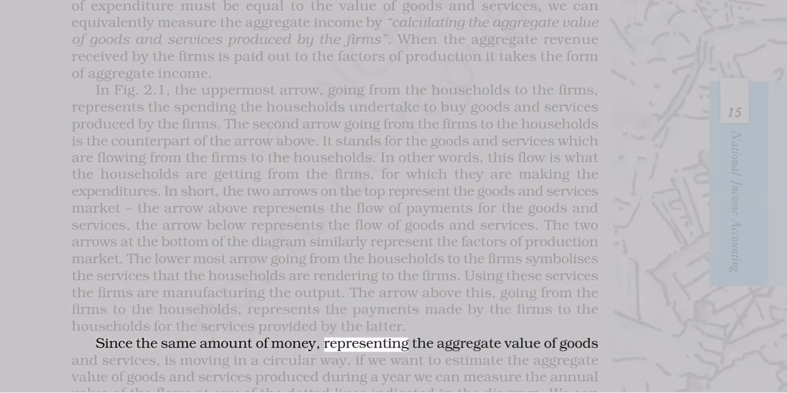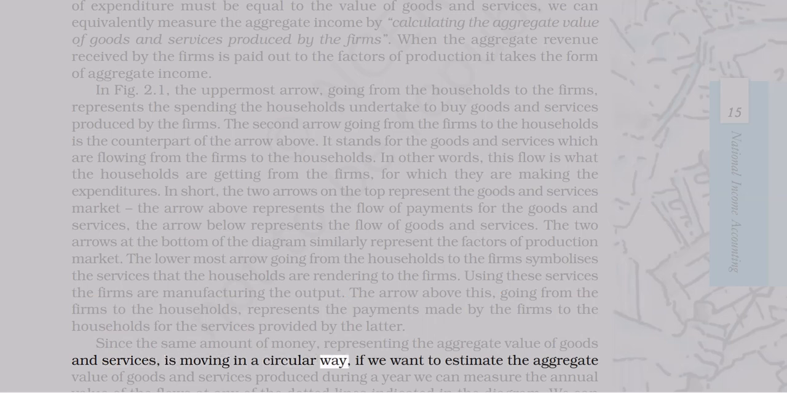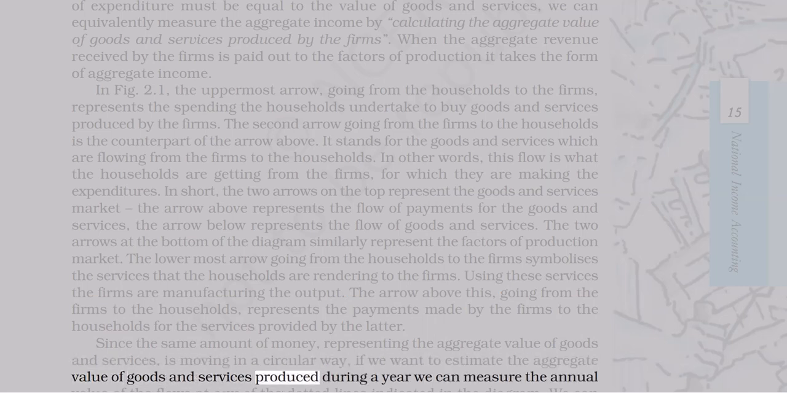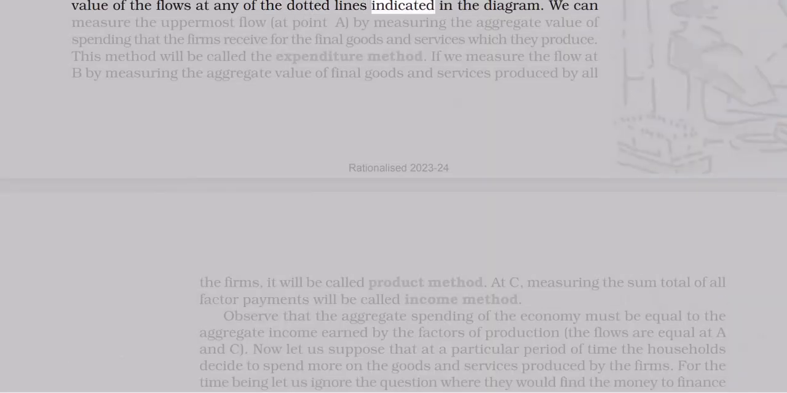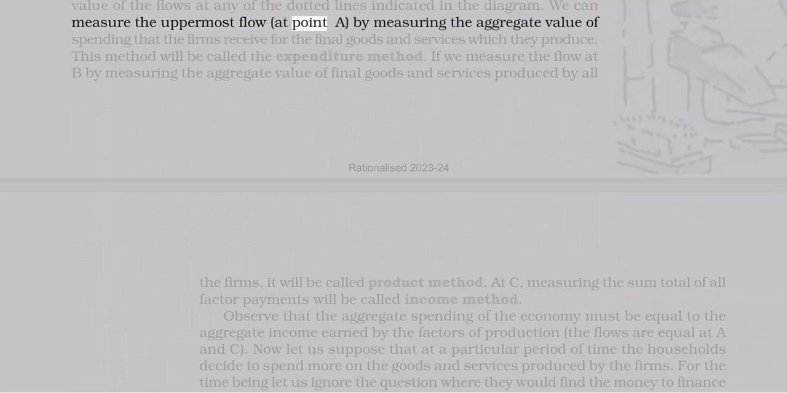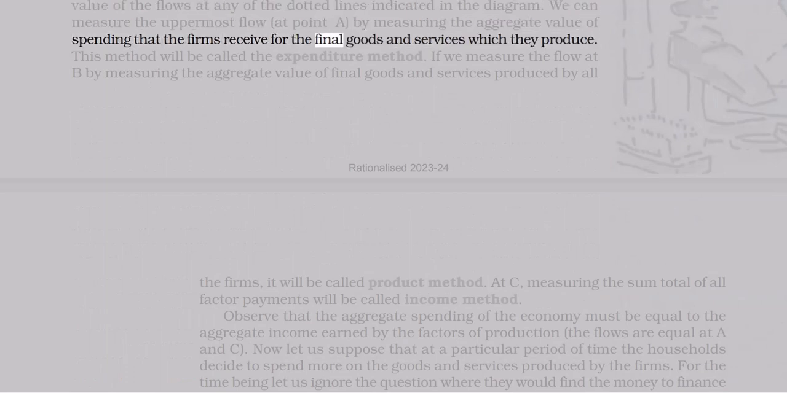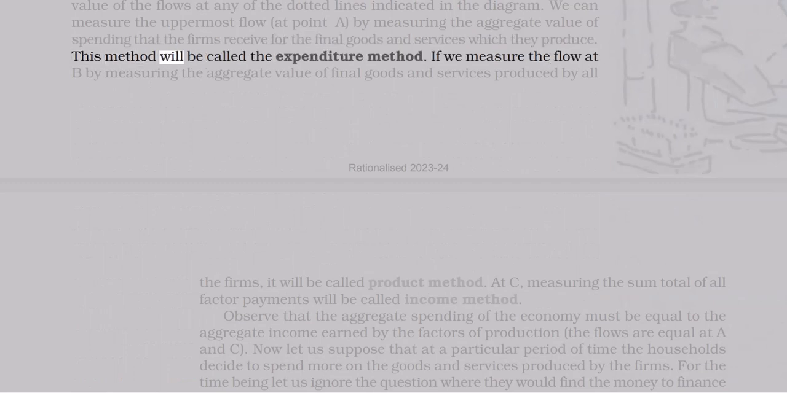Since the same amount of money, representing the aggregate value of goods and services, is moving in a circular way, if we want to estimate the aggregate value of goods and services produced during a year, we can measure the annual value of the flows at any of the dotted lines indicated in the diagram. We can measure the uppermost flow, at point A, by measuring the aggregate value of spending that the firms receive for the final goods and services which they produce. This method will be called the expenditure method.